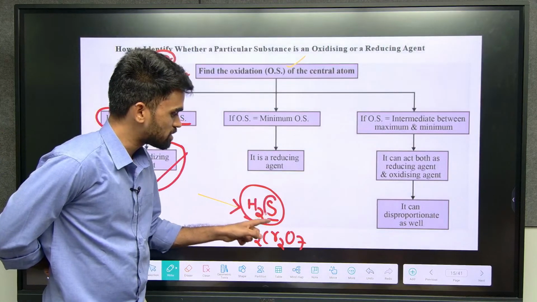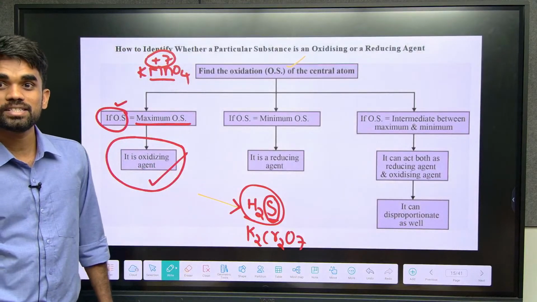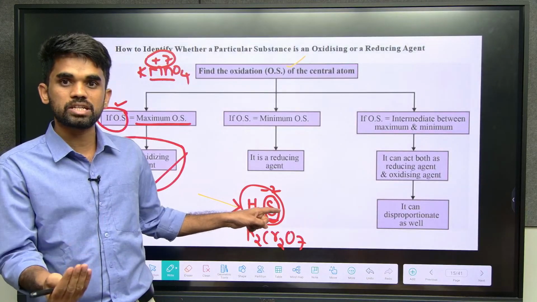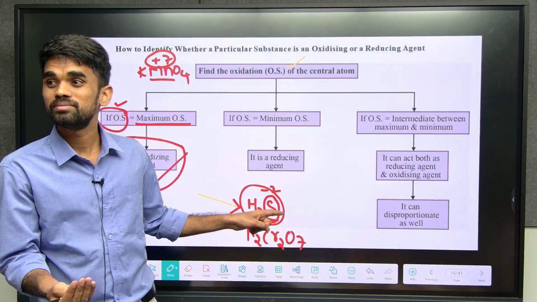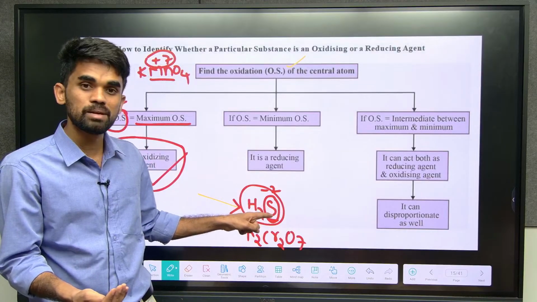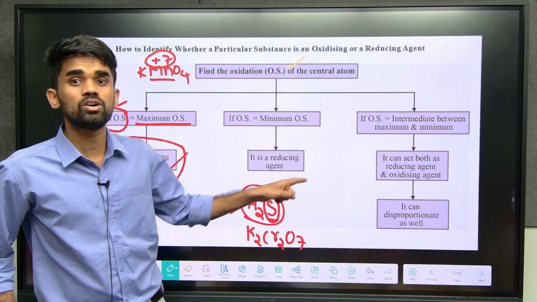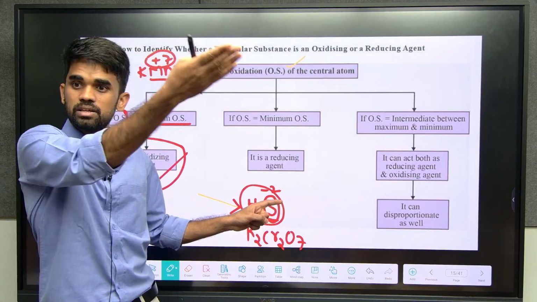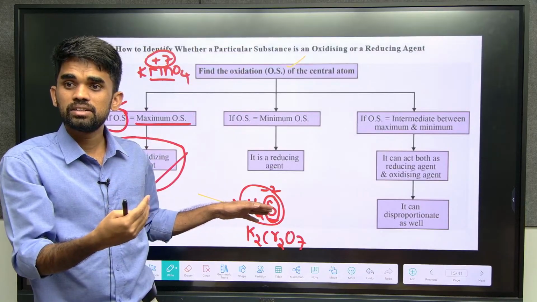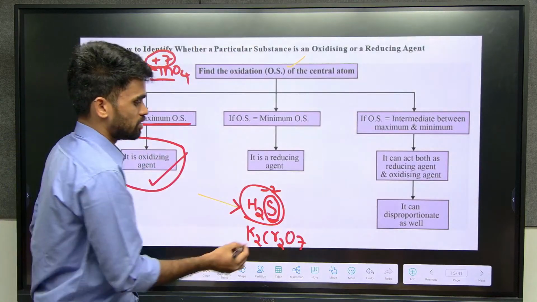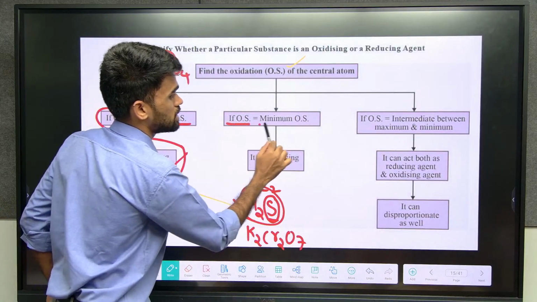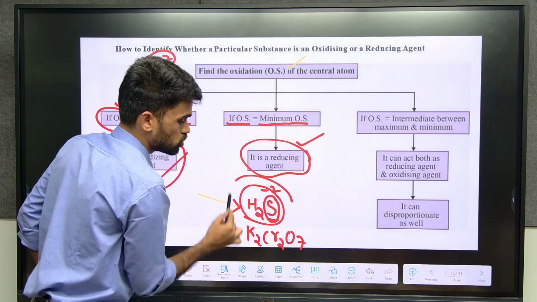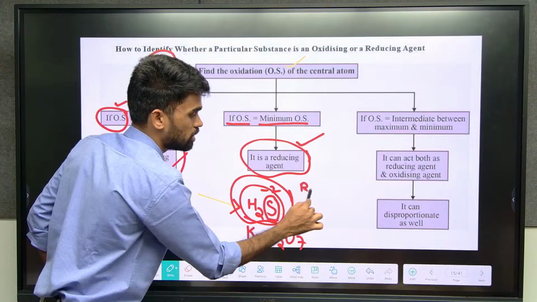What is the oxidation state of sulfur here? It is -2. For a 16th group element, what is the minimum oxidation state possible? Minimum -2. See, already it is in the minimum oxidation state, so it will not undergo reduction further. So it will undergo oxidation; it reduces others. So I can say this is a reducing agent. If the oxidation state equals the minimum oxidation state, it can act as a reducing agent, so H2S can only act as a reducing agent.